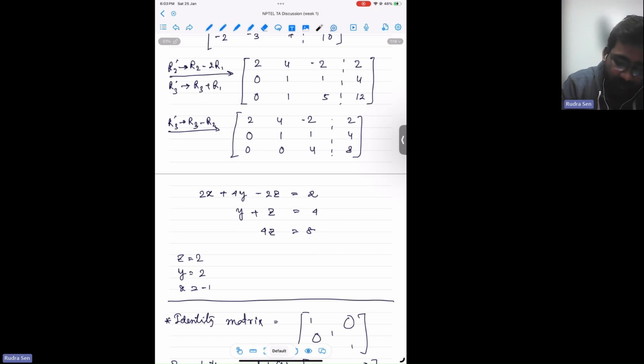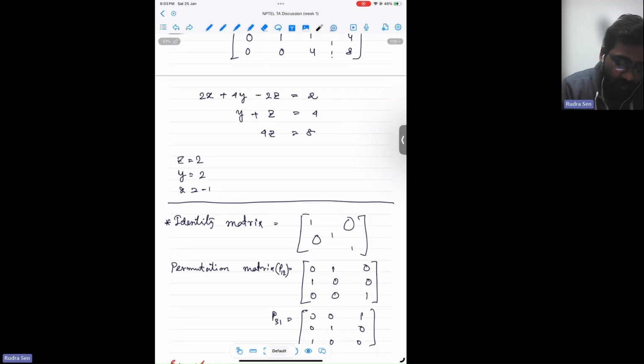What does it represent? It represents equations like 2x plus 4y minus 2z equals 2, y plus z equals 4, and 4z equals 8. From here we get z equals 2. This is the back substitution method. First we find the value of z. After getting the value of z, we put it over here and get the value of y. After getting y and z, we get the value of x. So z equals 2, y equals 2, and x equals minus 1.